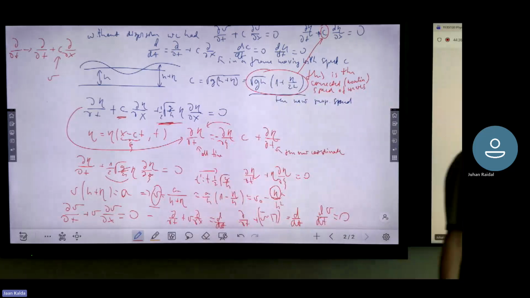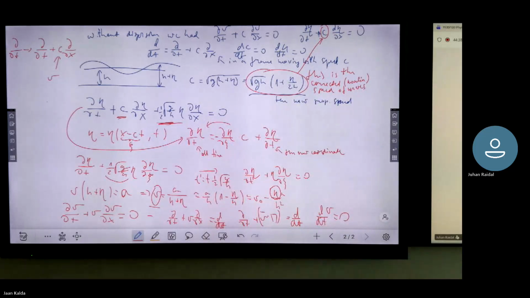But v is the speed of the particle itself, right? So this equation then states that the speed of the particle doesn't change. If we go to a frame that moves together with a particle, its derivative is zero. That's why it is called full derivative or Lagrangian derivative. So it is the speed of a particle in the frame of the particle itself.